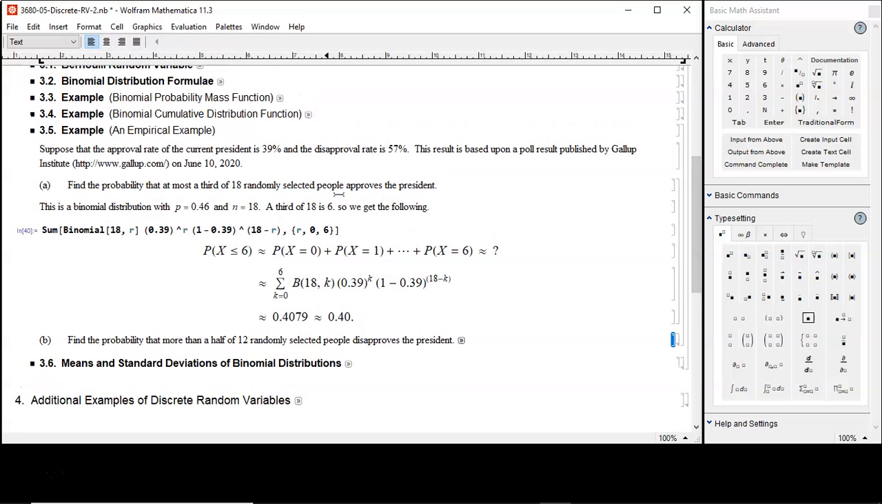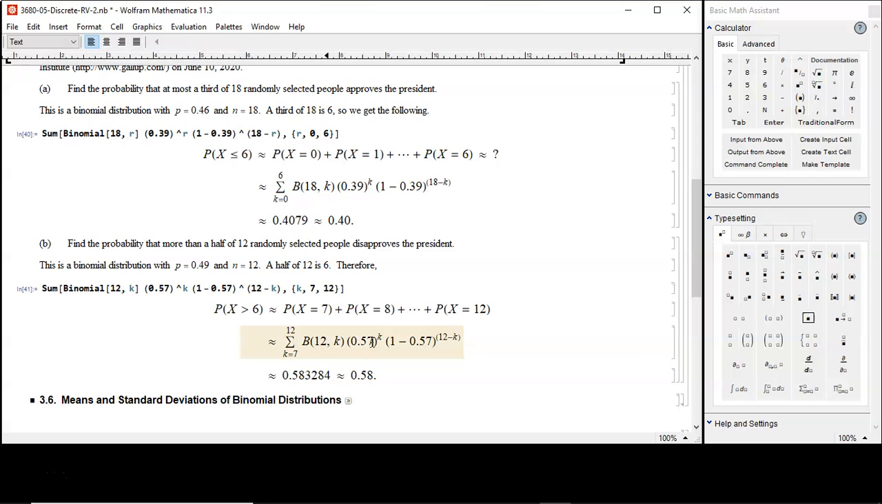Here, this is about approving the president. Therefore, you're using the probability for approval, 39%. So 0.39, 1 minus 0.39, do you see that? The second problem is about disapproving. So you have to use 57%, not 39%, 57%. So we have 0.57 and 1 minus 0.57.